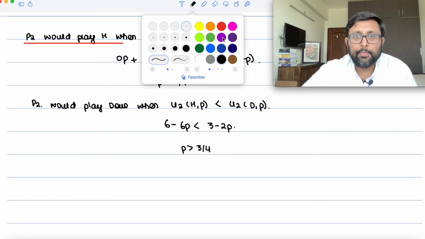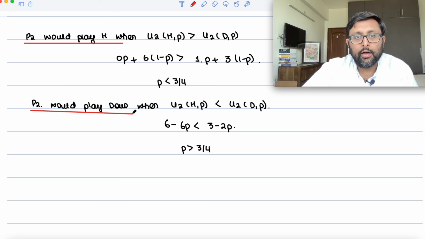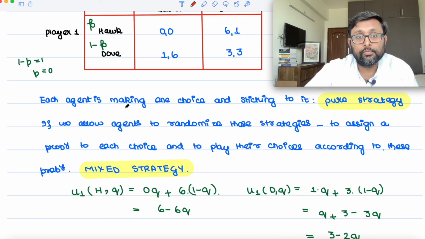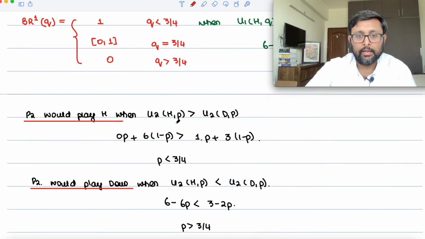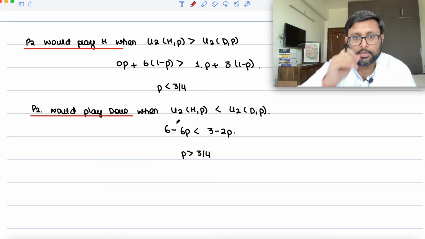So if the probability that player 1 is going to play hawk, if this p is greater than 75%, he's going to play hawk more. Then between 0 and 1, you should choose one, so you should be playing dove. When p is less than 75%, you should be choosing 6 between hawk and dove, between 6 and 3. That's the idea.